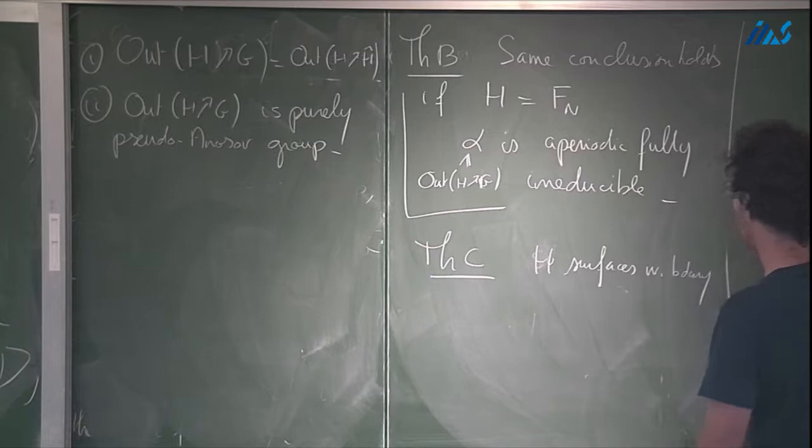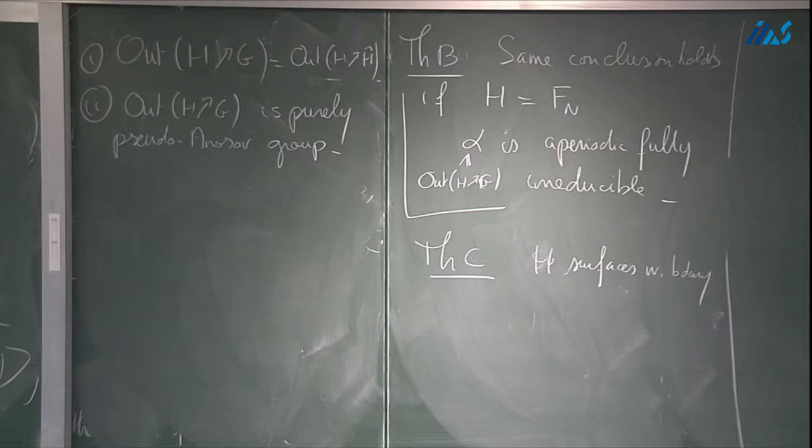Okay, assume that H is a surface with boundary. That's H, the fundamental group of this surface. And you have alpha here, a pseudo-anosov homeomorphism. In the previous case, the only possibility was that the group was a free factor. Here, there are more possibilities because you have those boundary groups that are invariant under the automorphism, so you can attach H to the group G like this.